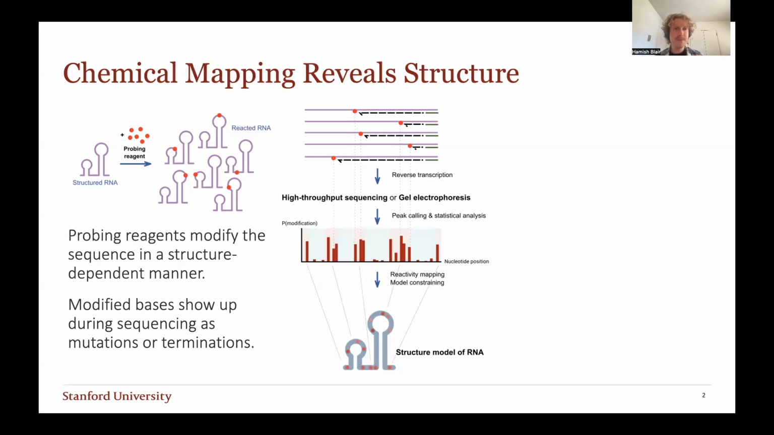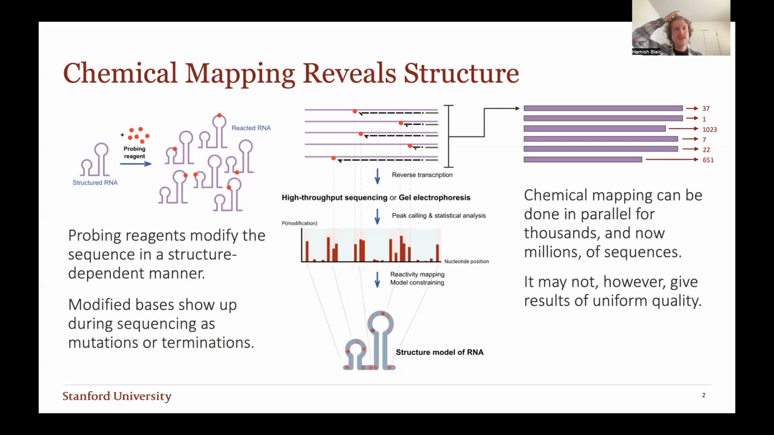Now, of course, when we do a chemical mapping experiment, we don't just do it for one RNA, we can do it for many at once, thousands, and recently with RibonanzaNet, millions of RNAs. But it's all done as one big experiment. And at the end, the reads are aligned to the original library that you synthesized in the first place.